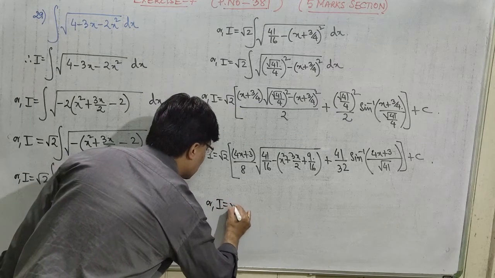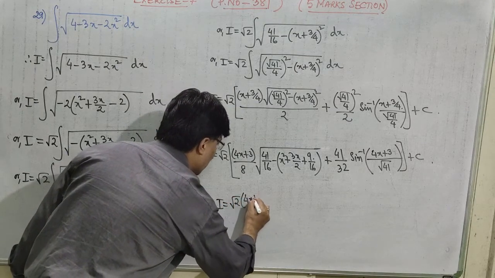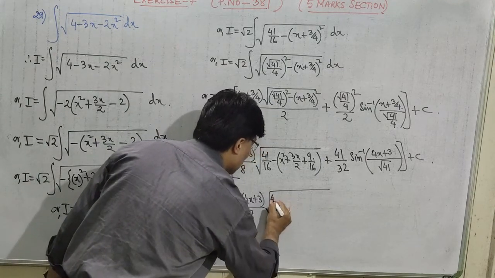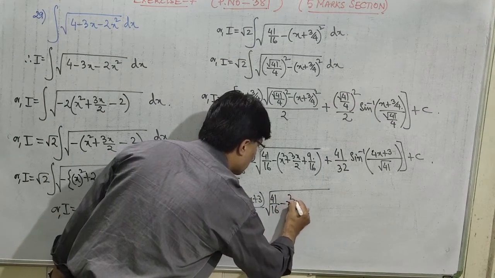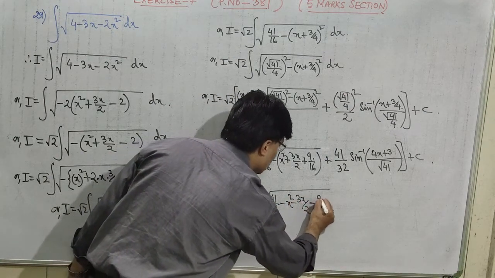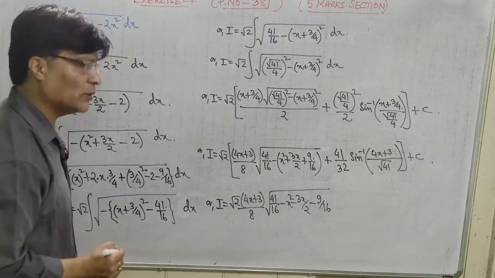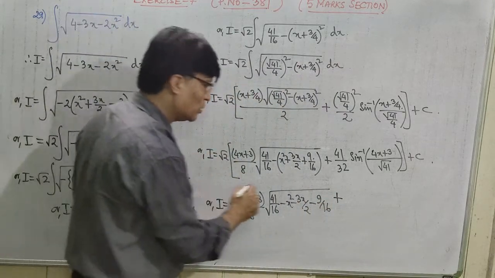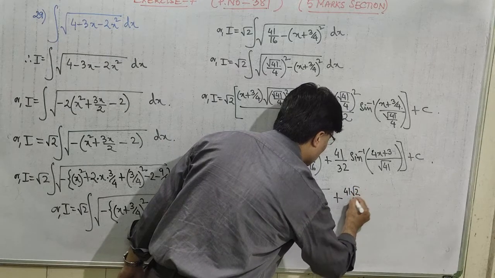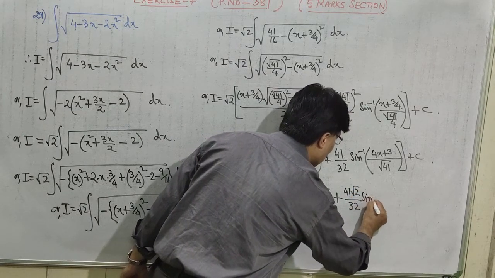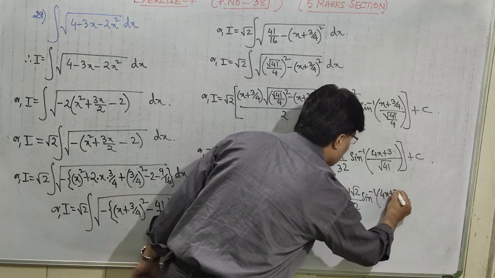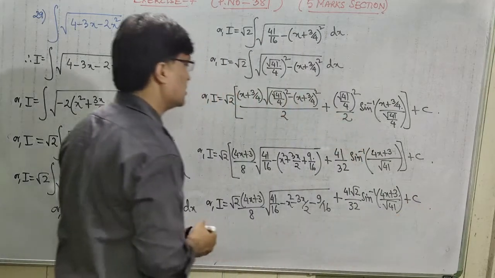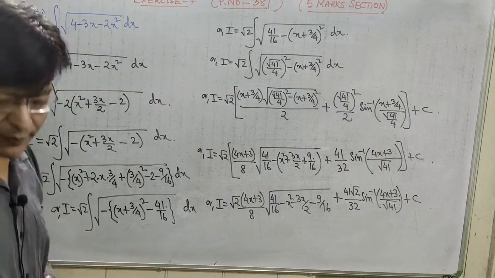I is equal to, this is multiplied by root 2 now. Root 2 into 4x plus 3 divided by 8. And within square root, let us simplify it: 41 by 16 minus x² minus 3x by 2 minus 9 by 16. Okay? Then plus, this second term is also multiplied by root 2. What do we get? 41 root 2 divided by 32, and it is sine inverse within bracket 4x plus 3 divided by root over 41, bracket closed, plus c. So I think you have understood it.